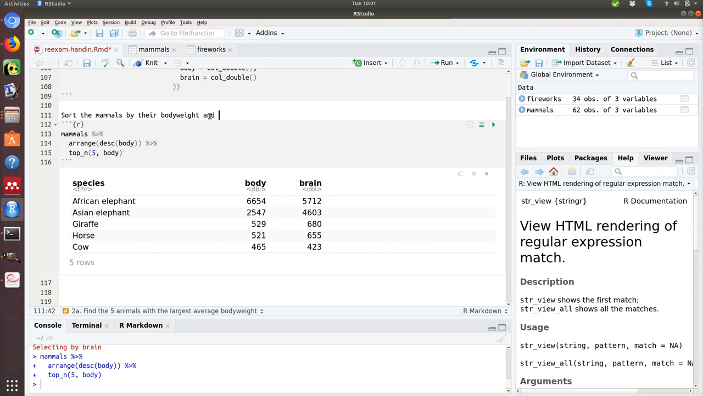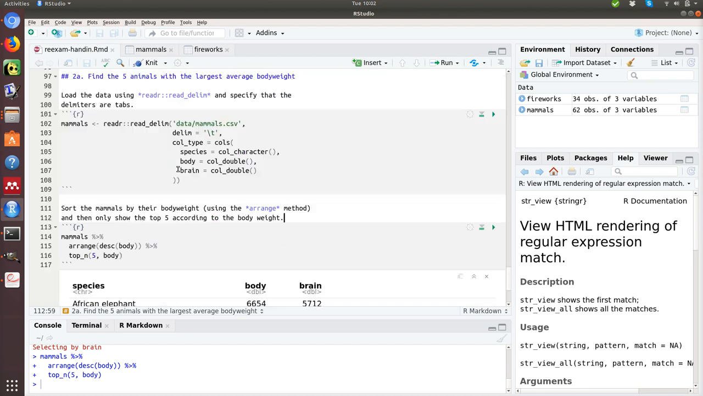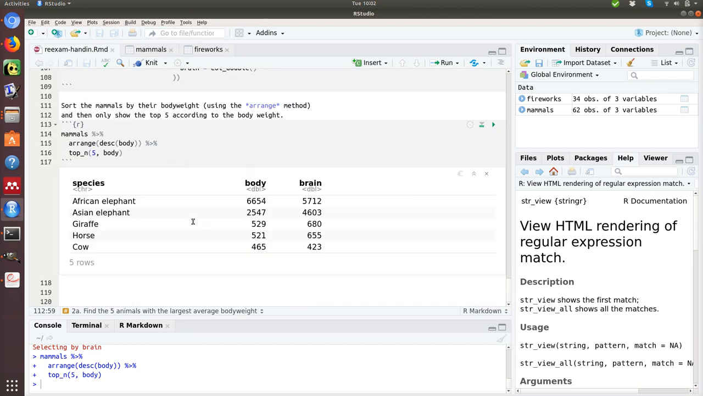And so we need to make a short description of how we have done that using the arrange method. So we sort the animals by the body weight and then only show the top five according to the body weight. So that's a rather short description of this exercise, like this.